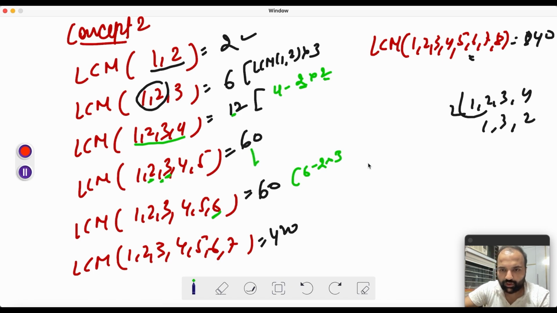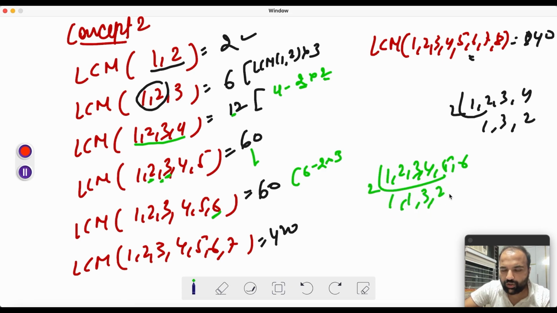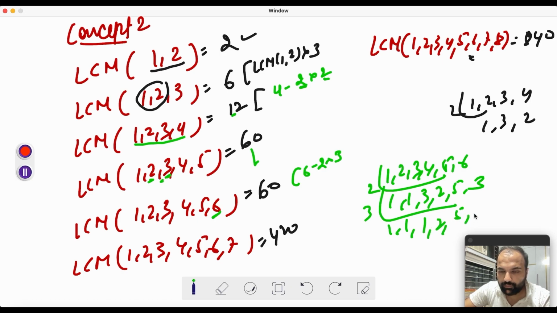Therefore, it will be 6. And you can calculate it. 1, 2, 3, 4, 5, 6. If we do so, 1, 1, 2, 5, 3. Again, if I want to do it, 3, 1, 1, 2, 5, 1. So how much? 10, 30, 60. So we are getting 60. Now, over here, we are adding another 7. There is no 7 over here, so we are adding 7. So therefore we are multiplying it with 7. We are adding 7 in the series of the question.